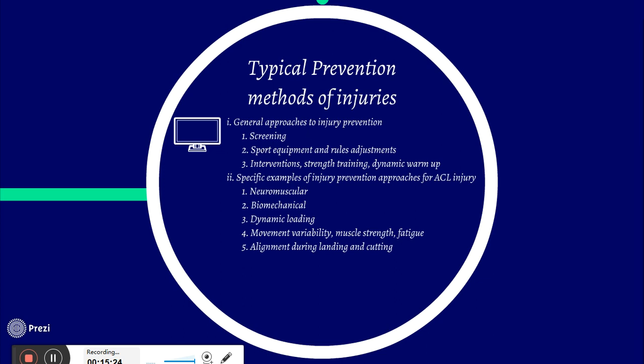Typical areas addressed are neuromuscular deficits, biomechanical problems, and dynamic loading. These would be things like landing from a jump, general movements, and knee biomechanics. Then there is movement variability, muscle strength, fatigue over time and exertion, and how that is related to ACL injuries. And then, like I said, the alignment, biomechanics, landing from a jump, and during cutting.